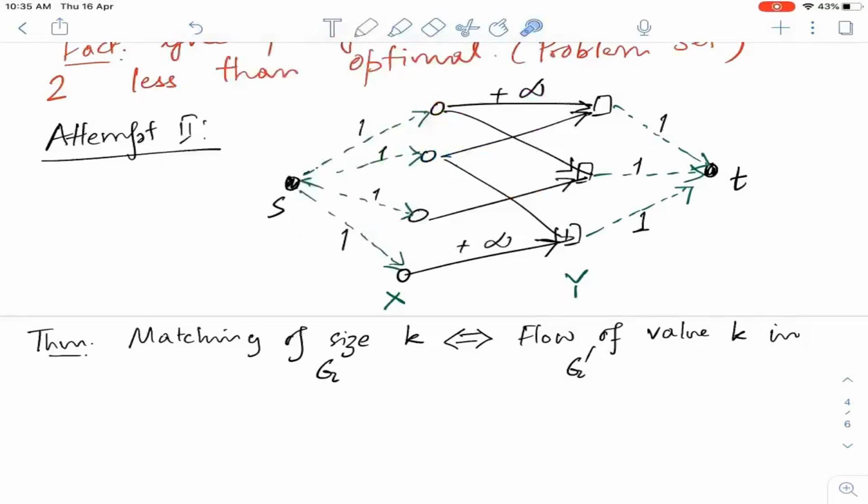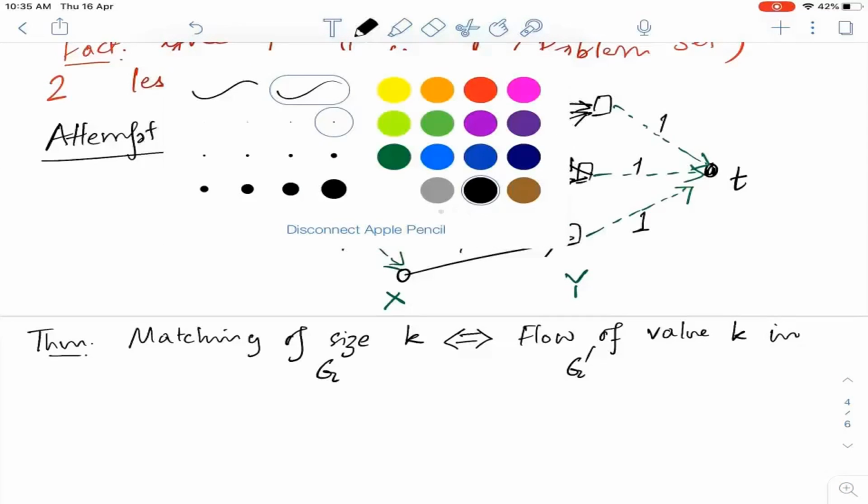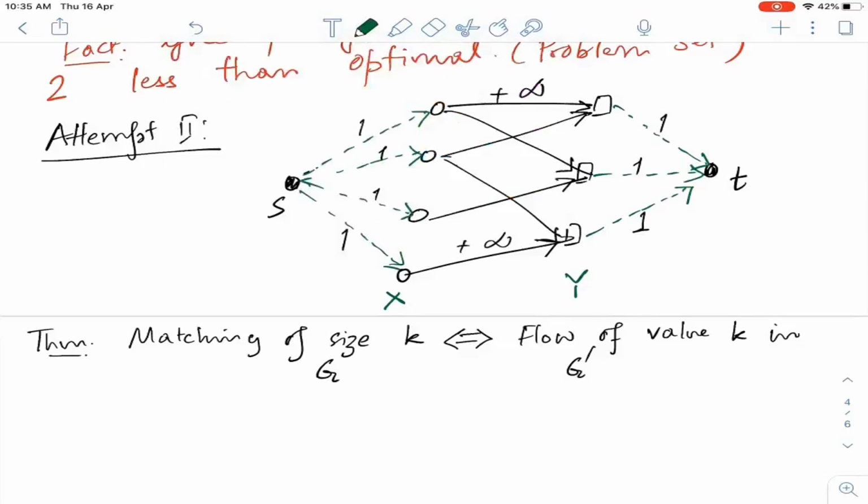So let's try to prove one direction. Suppose I give you a matching of size k. Let's take an example matching. So suppose I give you this edge, this edge, and this edge. So this is a matching in this graph, which is of size 3.